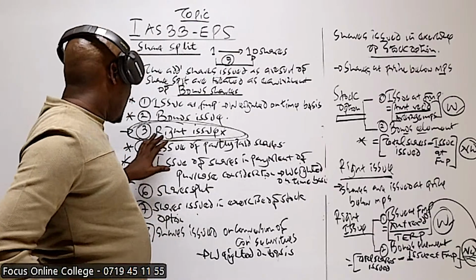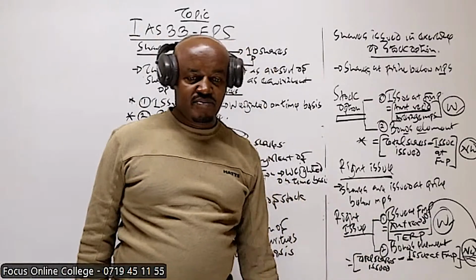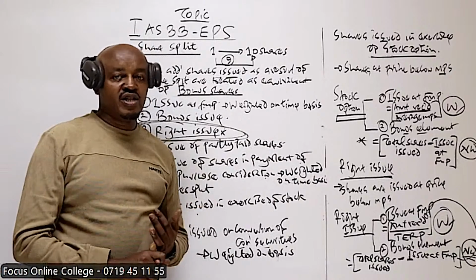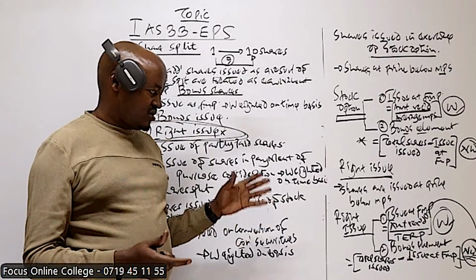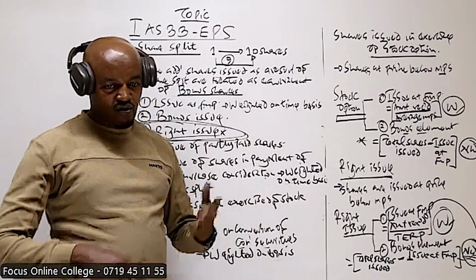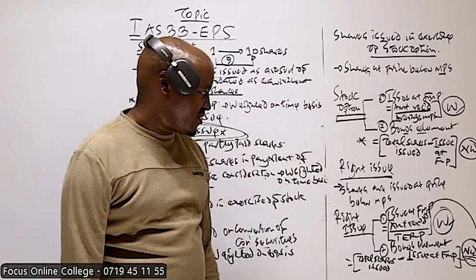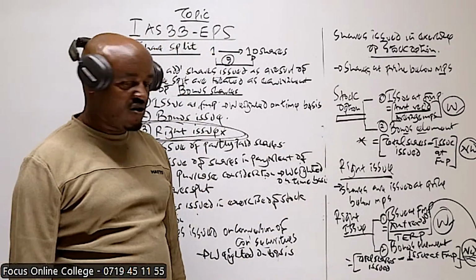Once you're given the concept of the rights issue, you have to compute the theoretical ex-rights price. The majority of the students have a problem in computing the theoretical ex-rights price. Number two, once you're given a rights issue, you also have to split those shares into two components: the shares issued at full market price, and the shares issued free of charge.